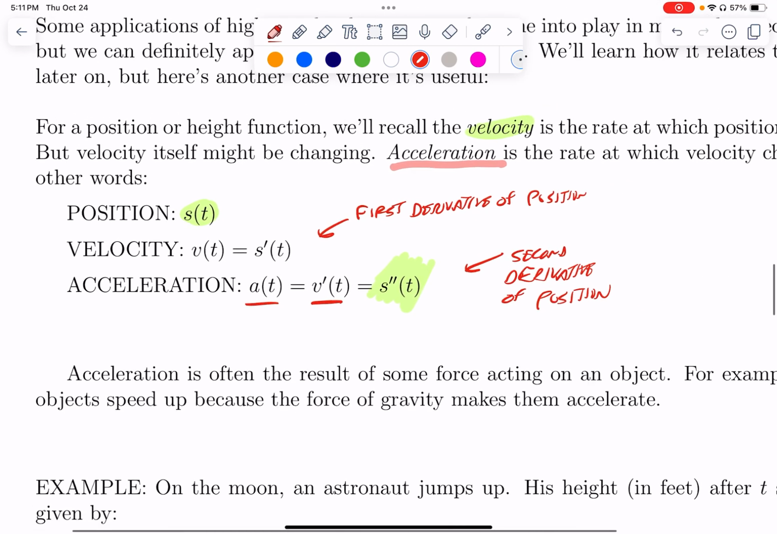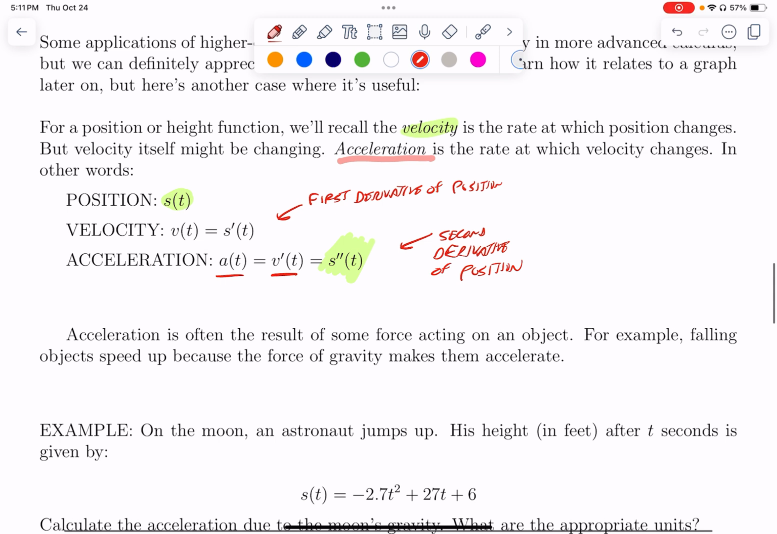Acceleration typically is the result of some force acting on an object. So for example, when things fall, hopefully you know as they fall, they speed up. That's due to acceleration, and that's from the force of gravity. Earth's gravity is pulling on this thing, creating acceleration.